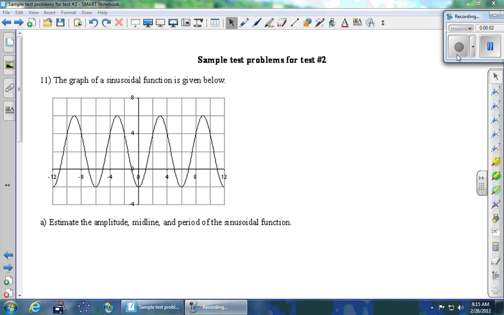This is problem number 11 on the sample test problems for test number 2. The graph of a sinusoidal function is given below. A, estimate the amplitude, midline, and period of the sinusoidal function.